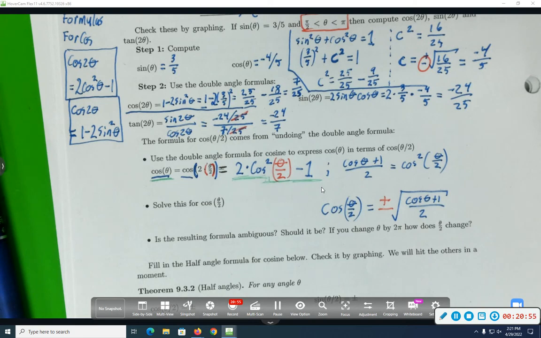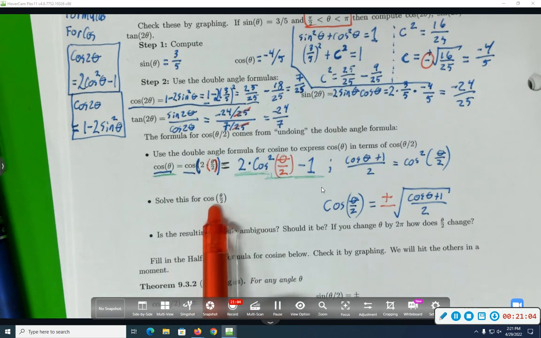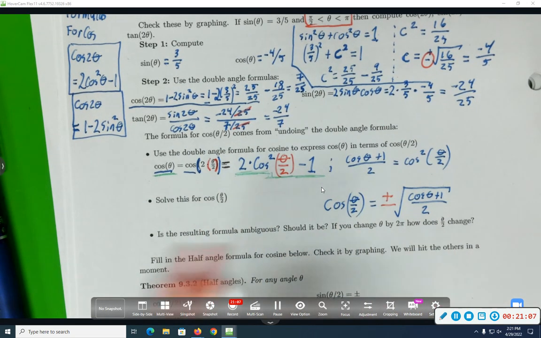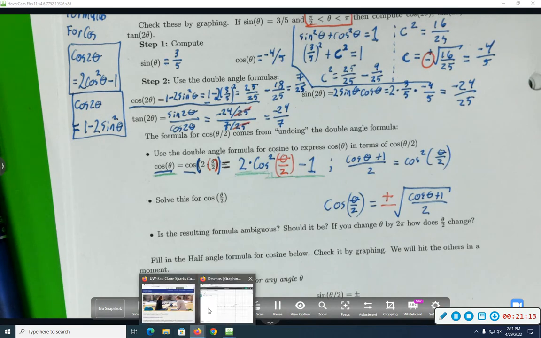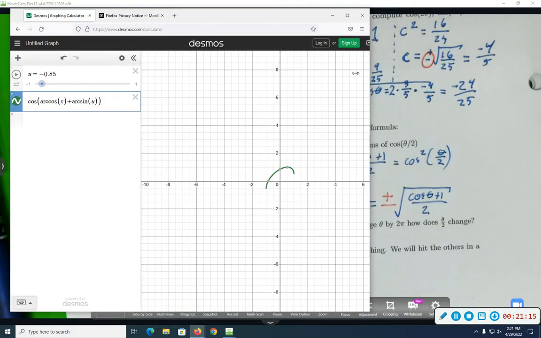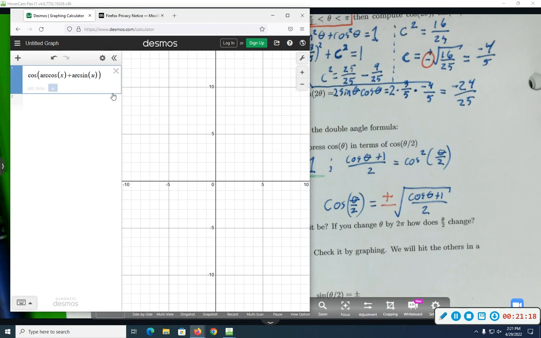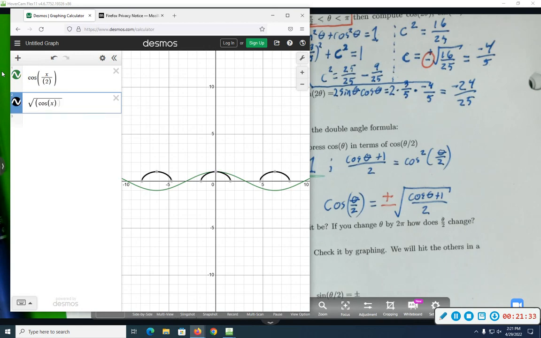In order to see if it's true, maybe it's worth graphing it. So let's graph this, and see if the graphs are the same. Keep those in your head. I guess I don't even need to have you do that. They're right there. The cosine of x over 2, that's what the independent variable should be called in Desmos, and the square root of cosine of x plus 1, close parentheses, divide by 2.